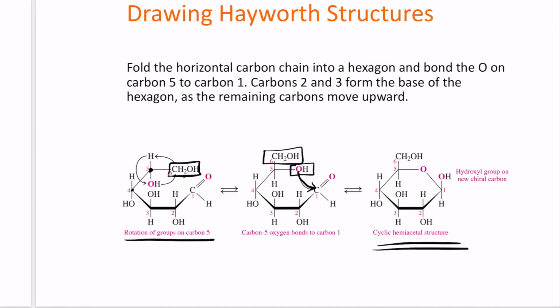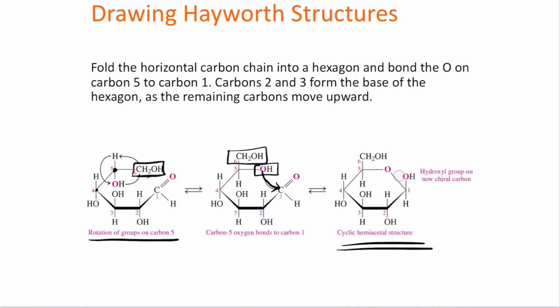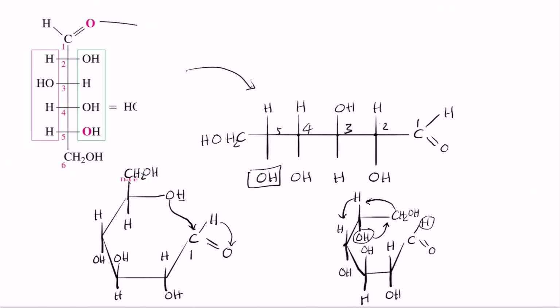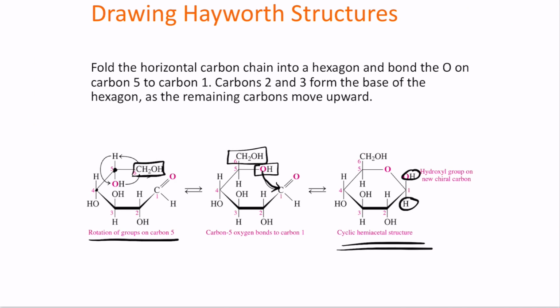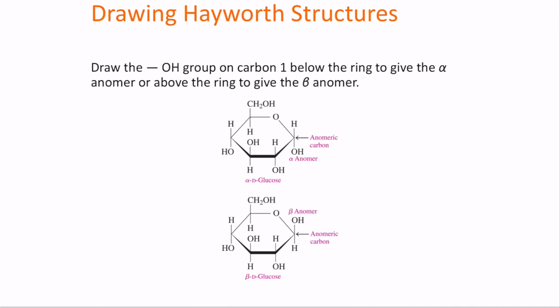So that bond will end up creating this structure where OH will be on the top, and H will come on the bottom. This is the arrangement that you will generally see. When you number the carbons, you have 1, 2, 3, 4, 5, and 6. This is how you can number the carbons, resulting in the Haworth projections.